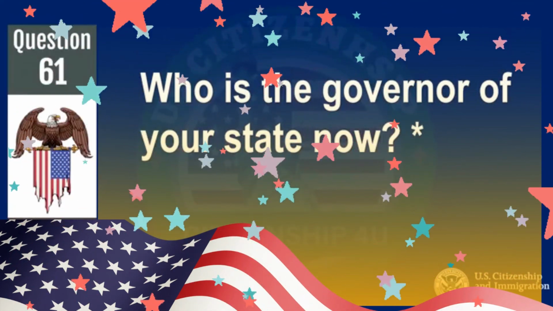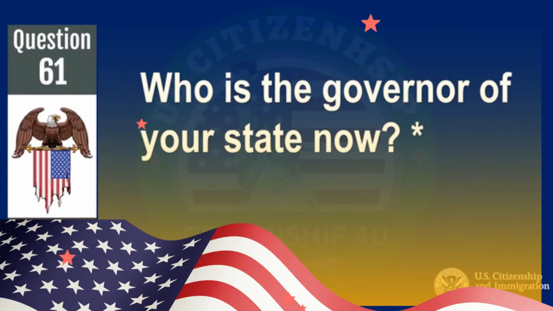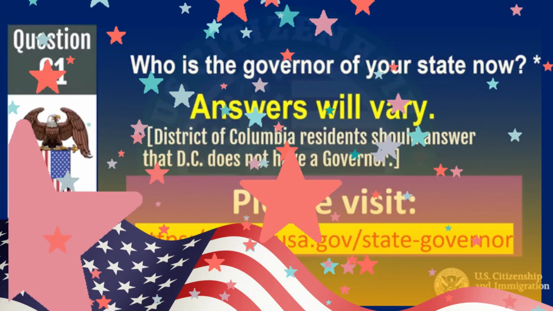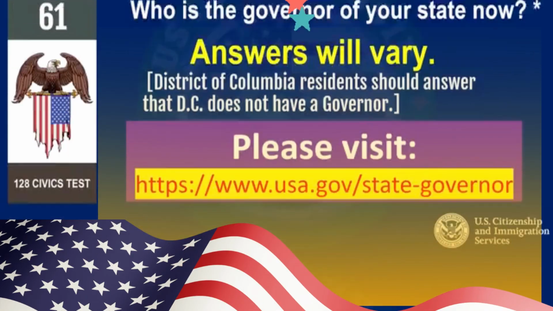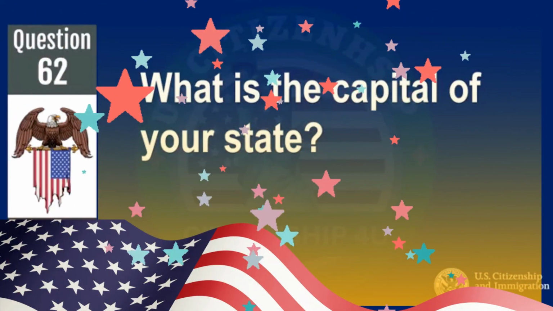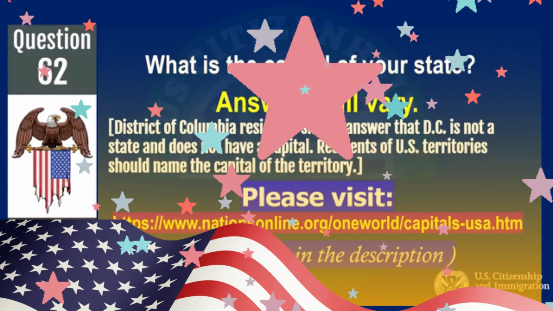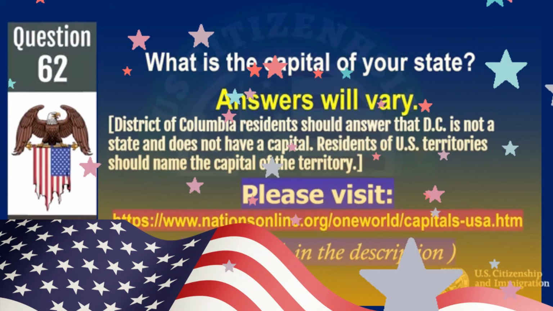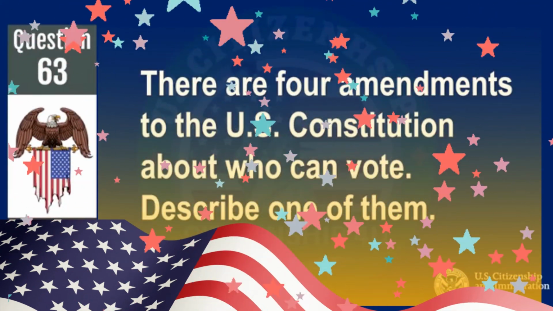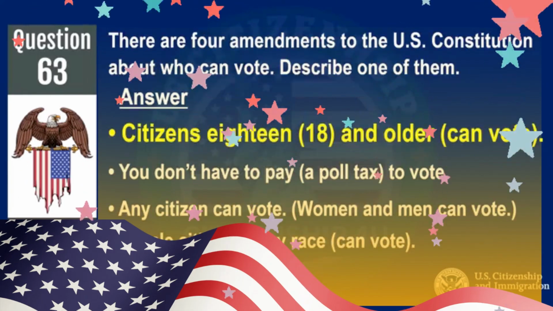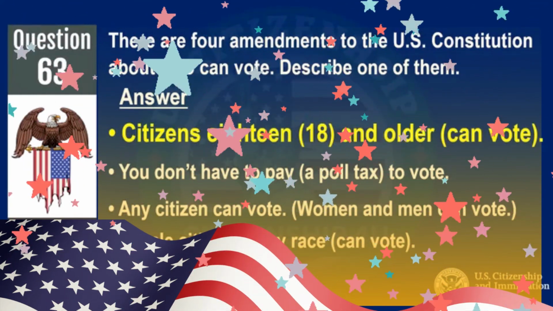Who is the governor of your state now? Answers will vary. Please visit. What is the capital of your state? Answers will vary. Please visit. There are 4 amendments to the U.S. Constitution about who can vote. Describe one of them. Citizens 18 and older can vote.